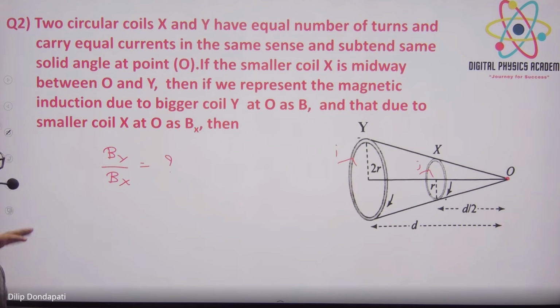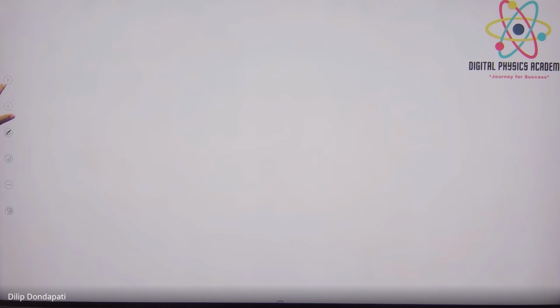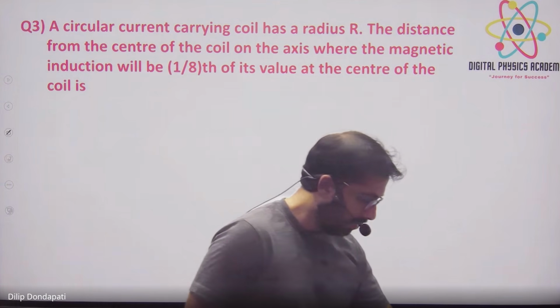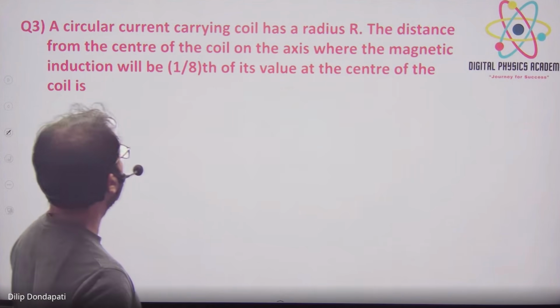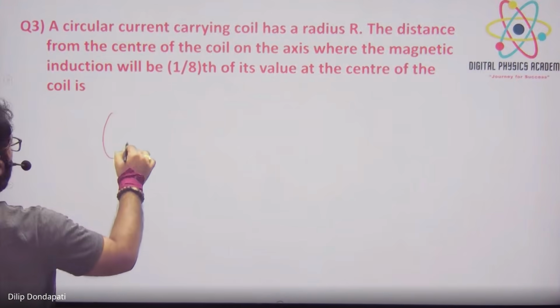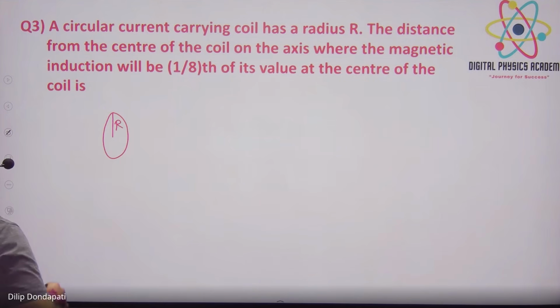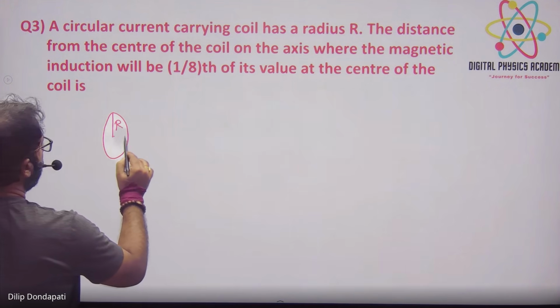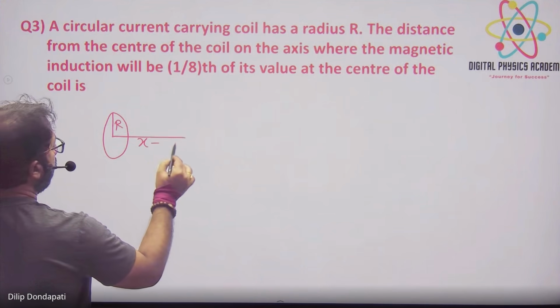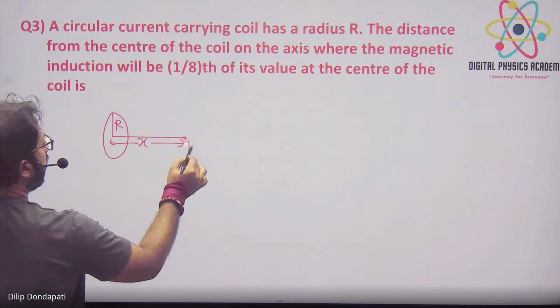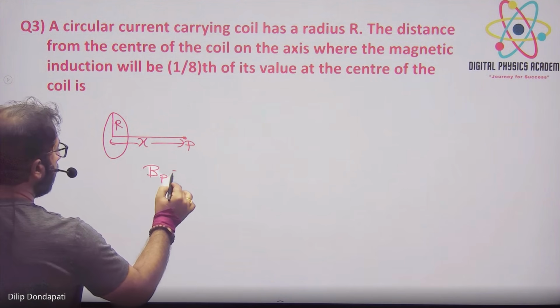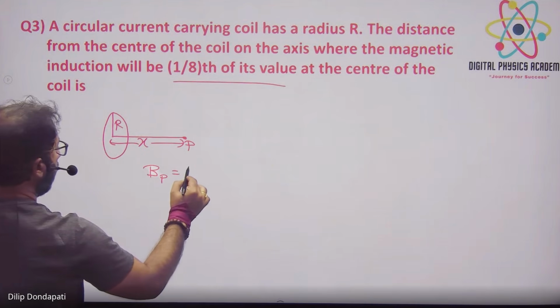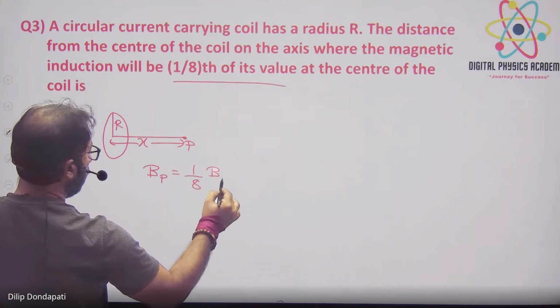चलो next one. A circular current carrying coil has a radius R. Okay, the circular coil is there of radius R. Okay, the distance from the center of the coil on the axis where magnetic field induction is. So this is the distance, x distance मान लो. He's telling at this point में the magnetic field at point P is 1/8 value at the center of the coil. 1/8 times that of center of the coil.